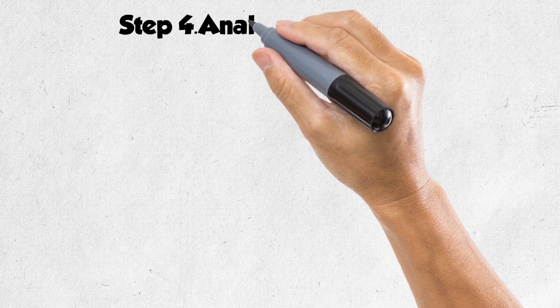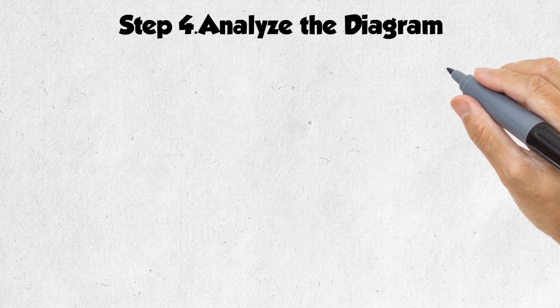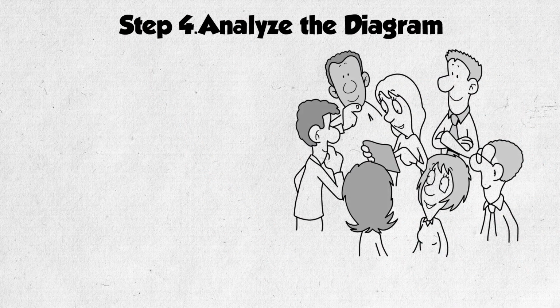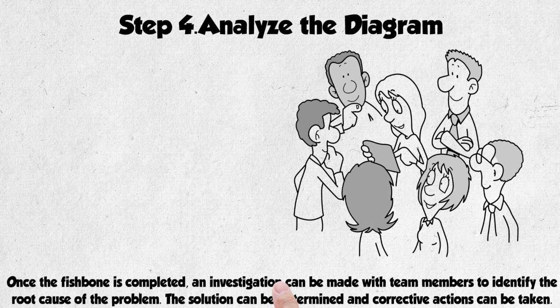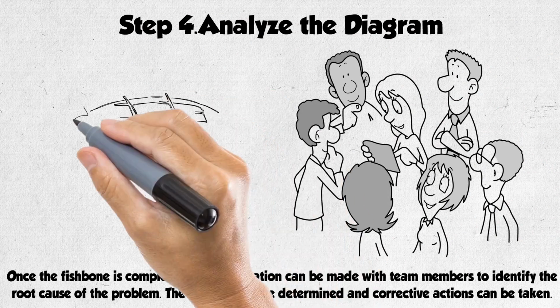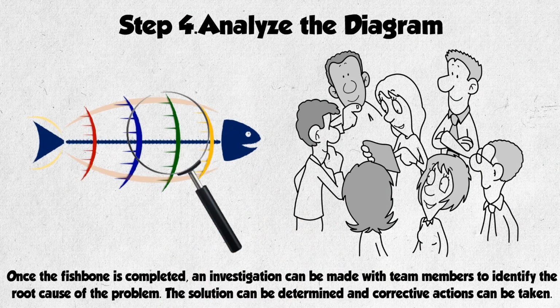Step 4. Analyze the diagram. Once the fishbone is completed, an investigation can be made with team members to identify the root cause of the problem. The solution can be determined and corrective actions can be taken.